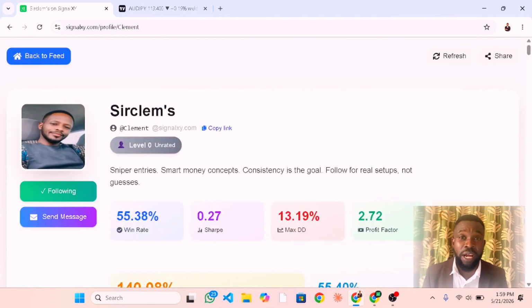So SignalXY is actually a great place for you to be. It is not time for you to be posting trades on Twitter and be lying. Everything you do on SignalXY is verified by the SignalXY platform. There is no way for anybody to edit or delete.